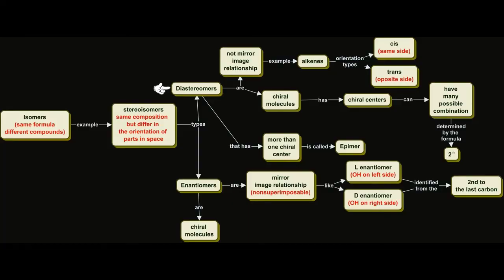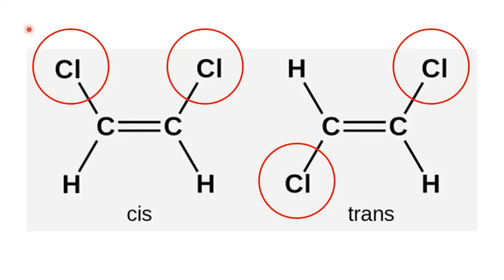Now the next type of stereoisomer is a diastereomer. Diastereomers are not mirror images. An example of this is alkenes. There are two orientation types of alkenes. One is cis, meaning same side, and the other one is trans, or opposite side. Look at the Cl in the cis orientation. They are both on the same side. But the Cl in the trans orientation are on opposite sides.